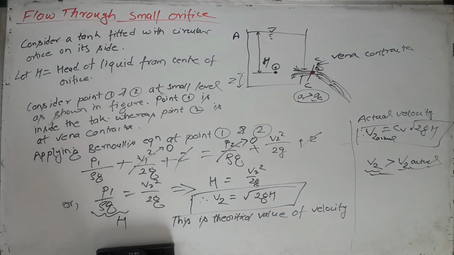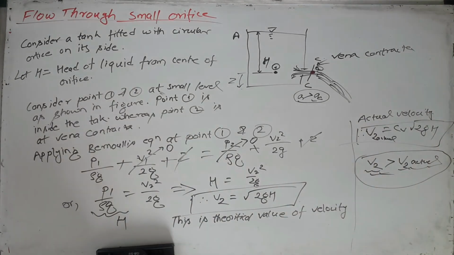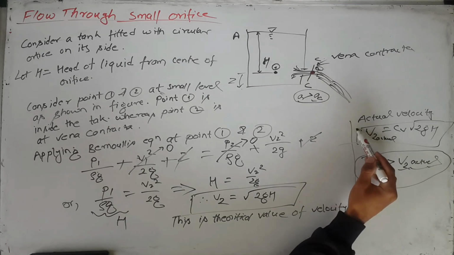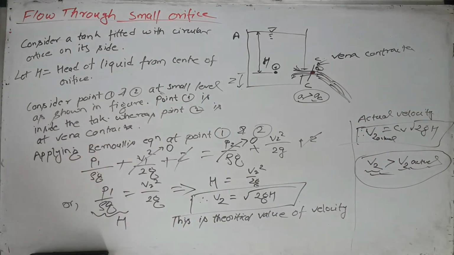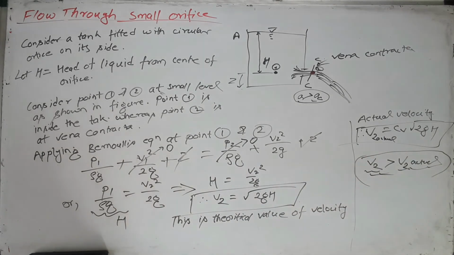So we write what are the causes of V2 actual being always less than V2. So this is the derivation for the small orifice. Finish. Now we write the points that make V2 actual always less than V2.